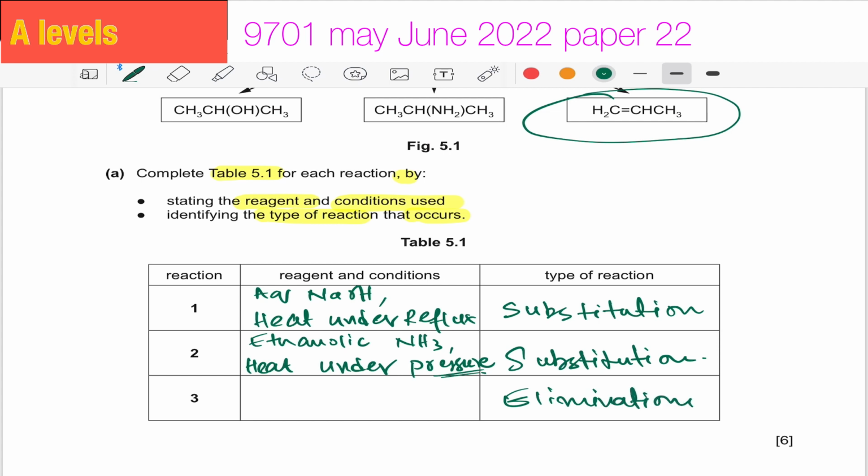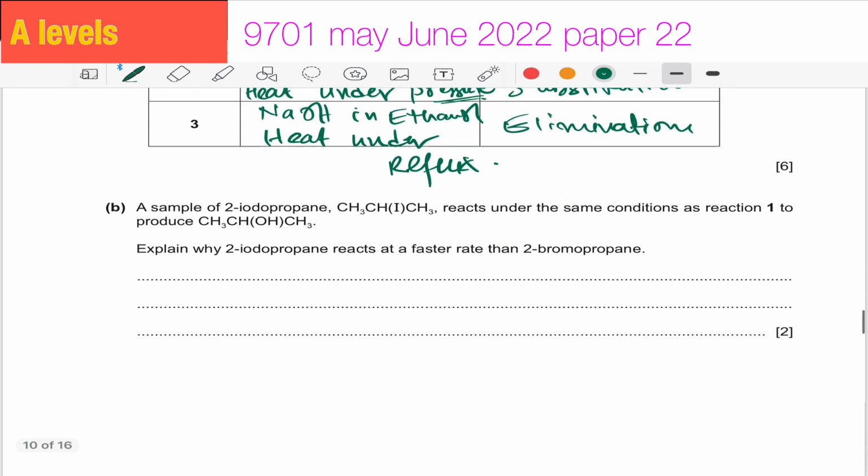Elimination reaction, and the condition would be, this time we use NaOH alcoholic, or NaOH in ethanol. Just remember this: if you use aqueous sodium hydroxide, then substitution occurs, and if we use ethanolic NaOH, then elimination occurs. And again, we have to heat under reflux, right? So these are the reagents and conditions, and we have to write down the types of reaction as well.